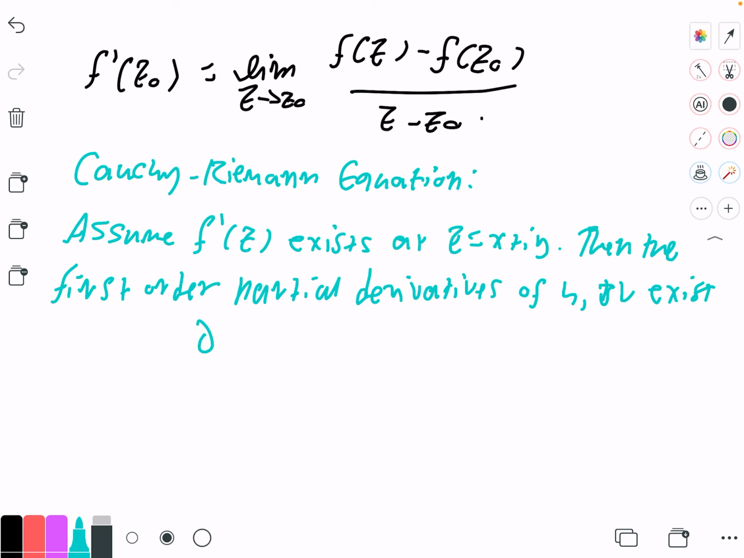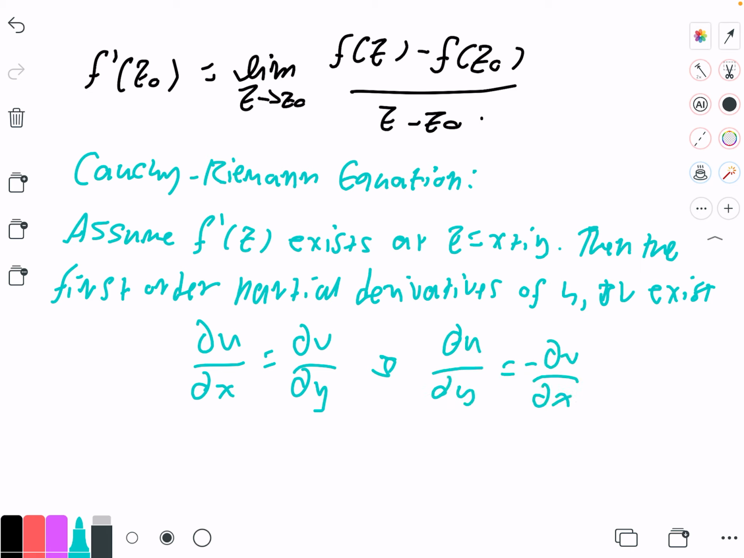We have du over dx equals dv over dy. So the partial derivative of u with respect to x is equal to the partial derivative of v with respect to y. And we have that du dy equals minus dv dx. In other words, the partial derivative of u with respect to y is equal to minus the partial derivative of v with respect to x. In shorthand notation, this is u sub x equals v sub y, and u sub y equals minus v sub x.